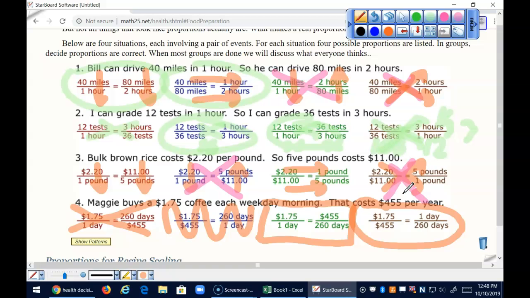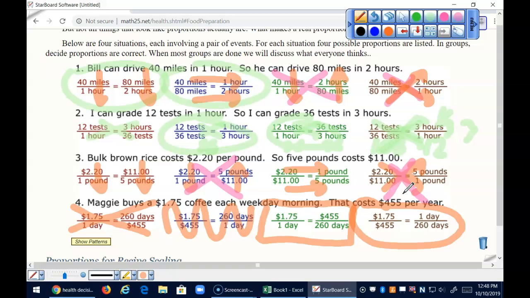Okay, as far as our brains go, what happened in the very beginning is completely normal. Some people like this one, where you put one situation on the top, 40 miles for an hour, and another situation on the bottom, 80 miles for 2 hours, and the words line up left and right. But not very many. If your brain does, there's nothing wrong with you. You can always write them this way. That's fine. There's nothing wrong with it.